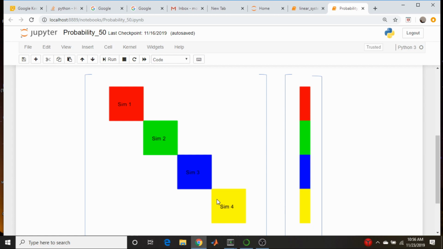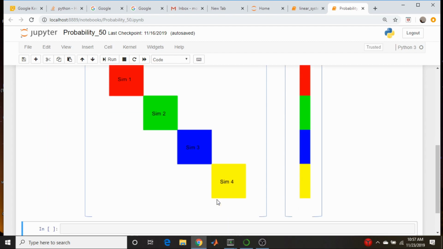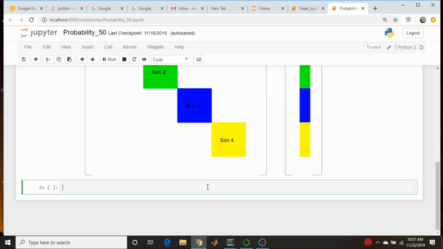We'll figure it out as we actually build the code. So I hope that's not too complicated. Hopefully it'll become clear as we build it. So let's go on to actually coding stuff.